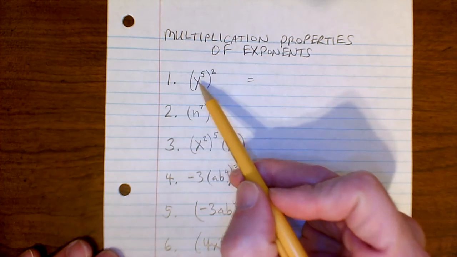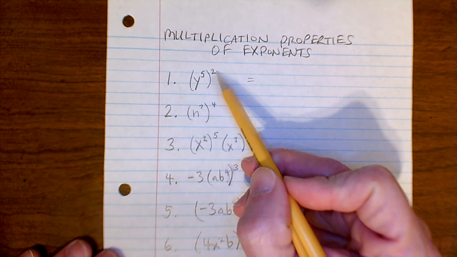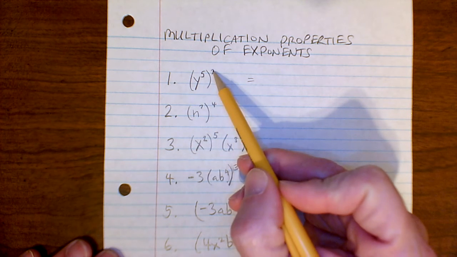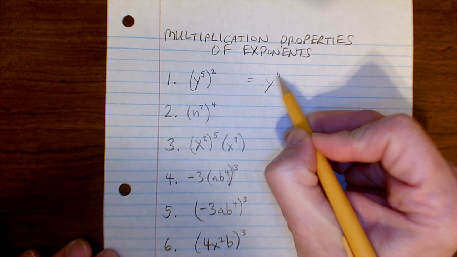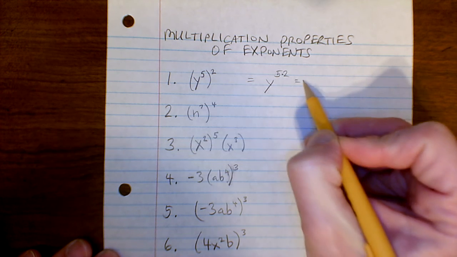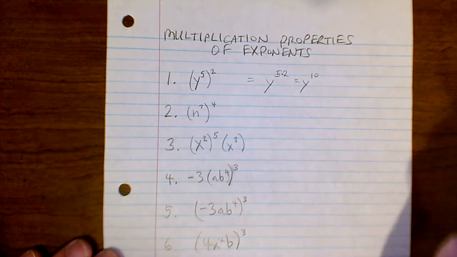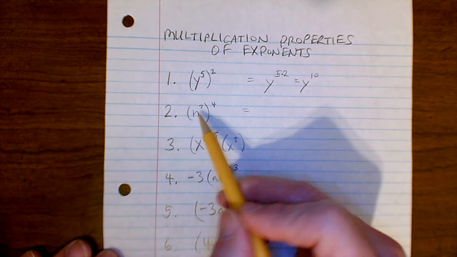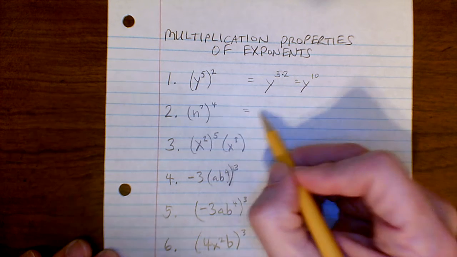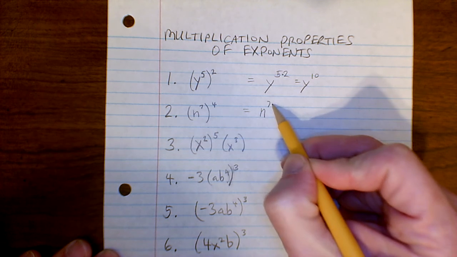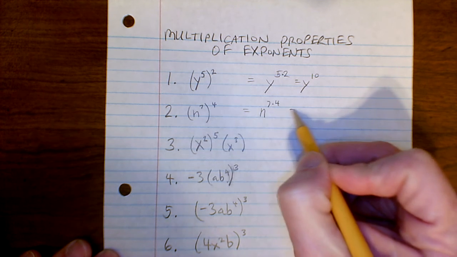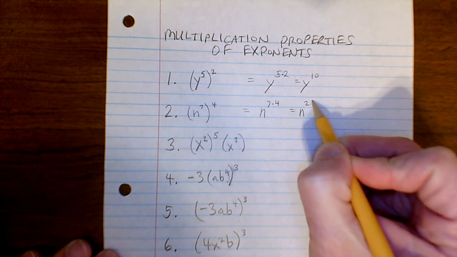Okay, the first problem here, this is a power raised to a power. So what do we do? We multiply these two exponents together, 5 times 2, and we get y to the 10th. Next problem, same thing. We take n to the 7th, raise that to the 4th, and so this is n to the 7 times 4, which is n to the 28th.